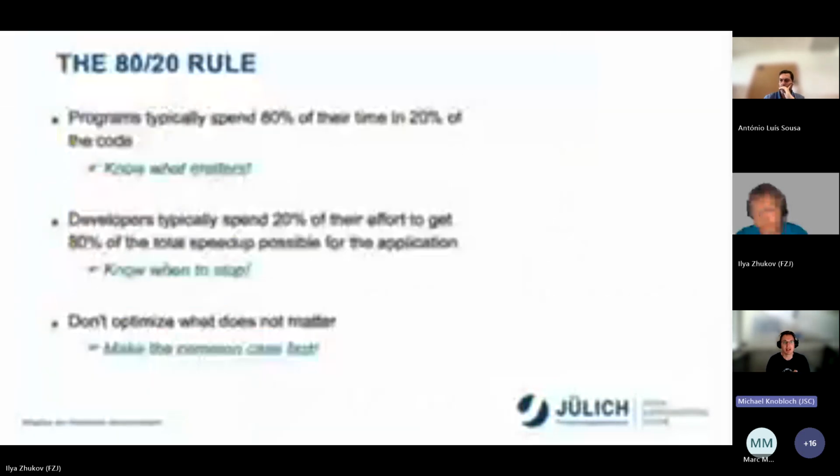However, there is what we call the 80-20 rule, right? This says that programs typically spend 80% of their time in 20% of the code. So you really should know which part of the code matters for execution time. And developers typically spend 20% of their effort to get 80% of the total speedup possible for the application. So you have to know when to stop, right? You can always try to squeeze out another percent in runtime, but it's simply not worth it typically, because you simply can't gain much. And don't optimize what does not matter.